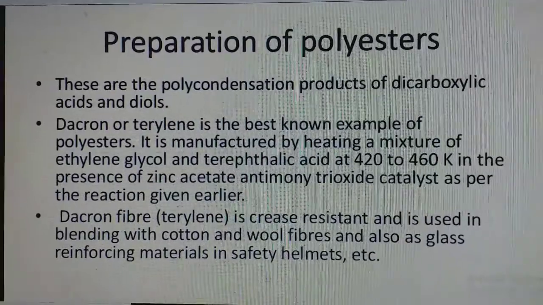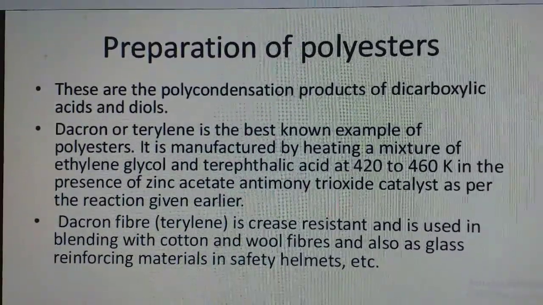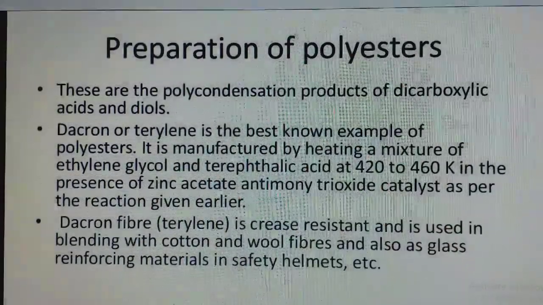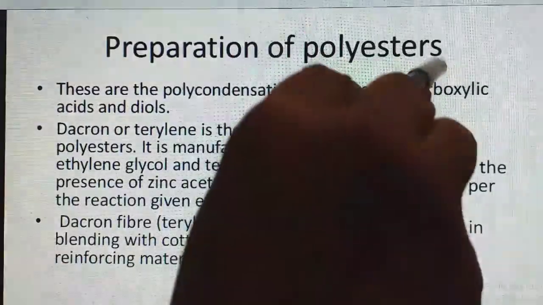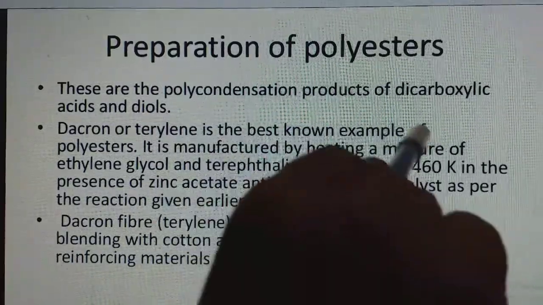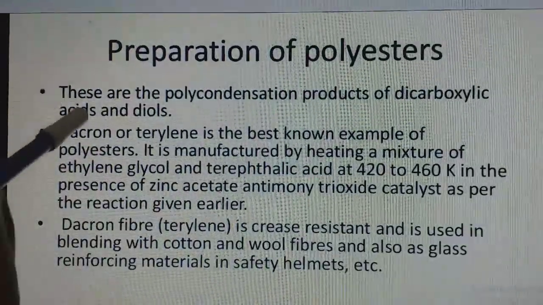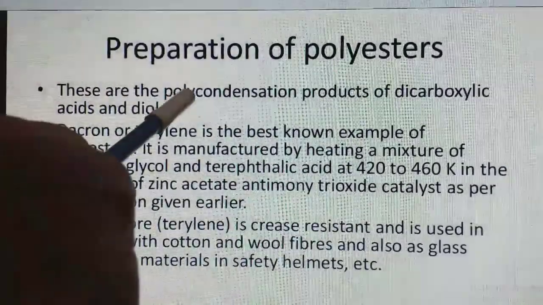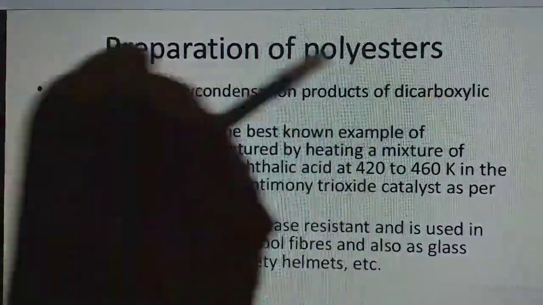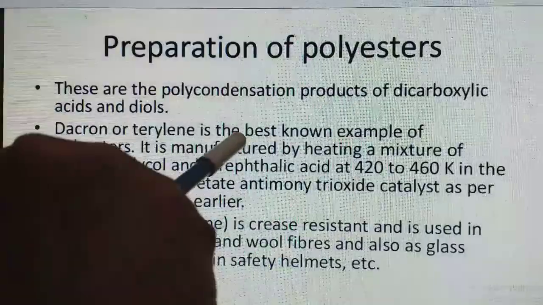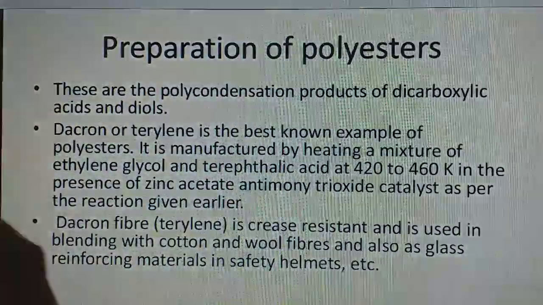Next we discuss the preparation of polyesters. From the word ester you can understand that it involves esterification, which you have already studied in 10th standard. Esterification is a reaction which occurs between carboxylic acids and alcohols. These polyesters are the polycondensation products of dicarboxylic acids and diols. Dacron or terylene is the best known example of a polyester.